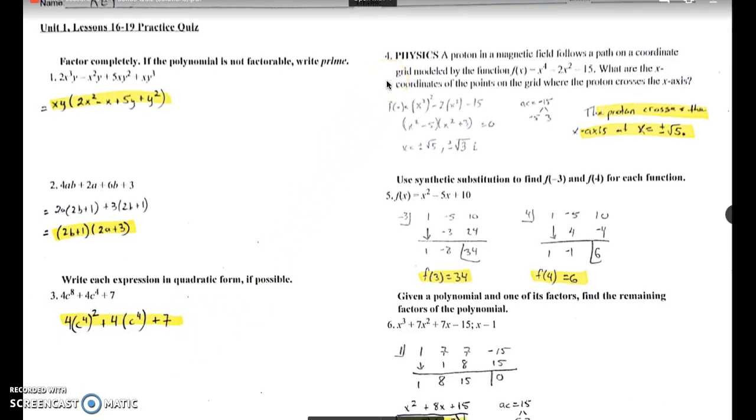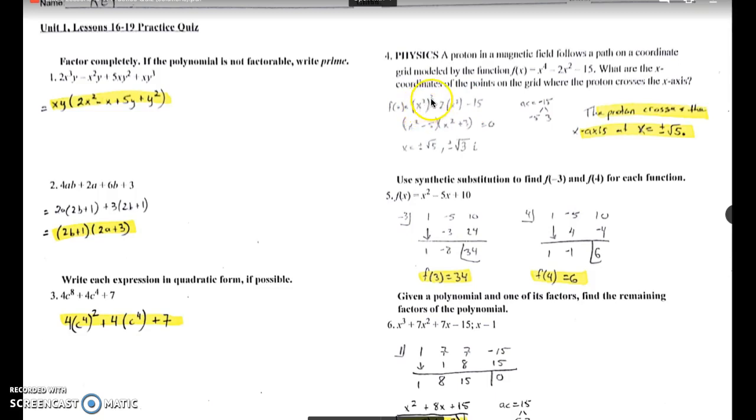Question 4 relates very closely to question 3, and it says a proton in a magnetic field follows a path on a coordinate grid modeled by the function f of x equals x to the 4th minus 2x squared minus 15. What are the x coordinates of the points on the grid where the proton crosses the axis? The reason this is similar is because this problem, x to the 4th, is difficult to solve as a 4th degree polynomial, but the power 4 is twice as big as the power 2, so this polynomial can be rewritten in quadratic form. So you can see I did that over here.